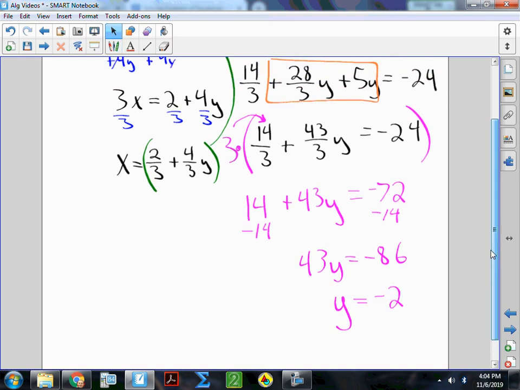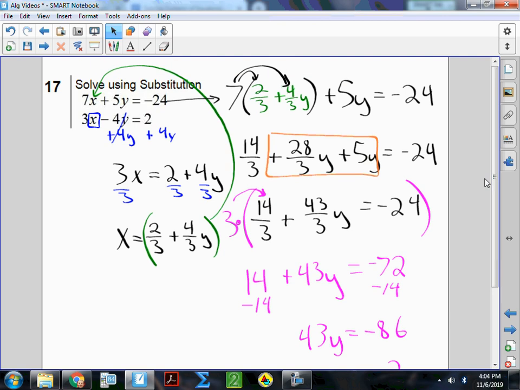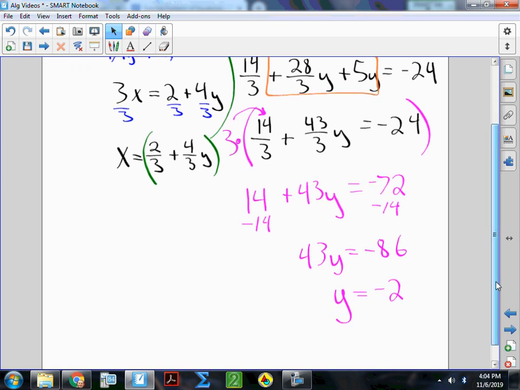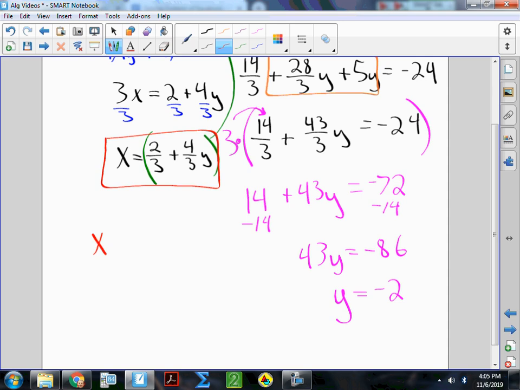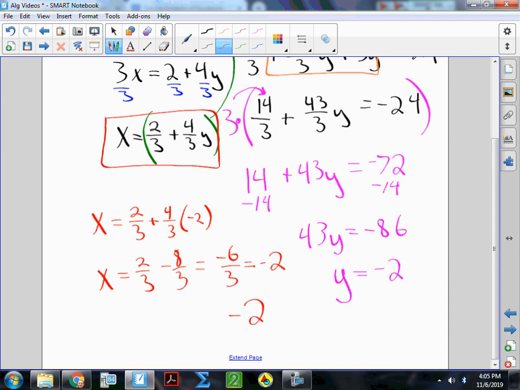So that was a lot of work, if I scroll back through all there, to get down to y equals negative 2. Once I know what y equals, I can plug that back in, like right here, where I already had x by itself. x equals 2/3 plus 4/3 times negative 2. So x equals 2/3 minus 8/3, because that's 4 times negative 2. So that's negative 6/3, which is also negative 2. So my x value is negative 2, and my y value is negative 2.